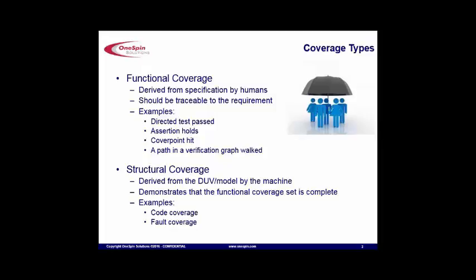nice functional coverage point. On the other hand, we have what we call structural coverage. Structural coverage is derived from the design under test or from the model by a machine. So from that perspective, it is not specified by humans, so it can't be tricked easily. With structural coverage, we actually demonstrate that the functional coverage is complete. Examples for this are code coverage and fault coverage.